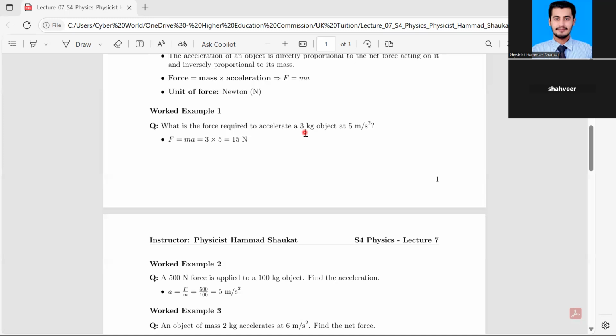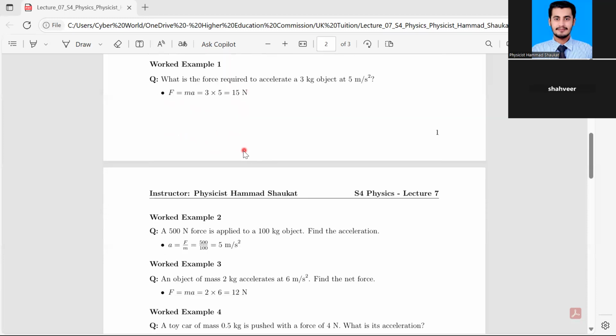So they are asking you to find the force. And simple, you know the formula of Newton's second law of motion, F equals ma. By using that formula, just putting the value of m equals 3, a equals 5, 5 times 3 is 15, and you know the unit of force, newtons.